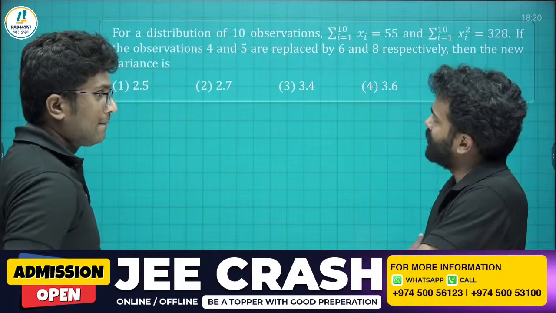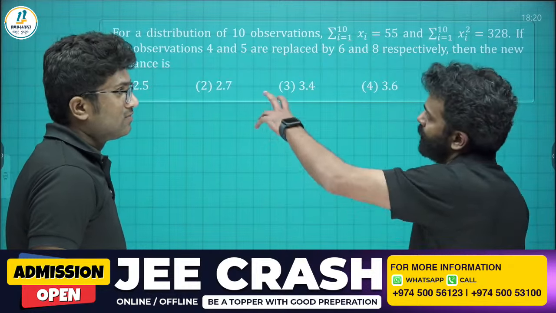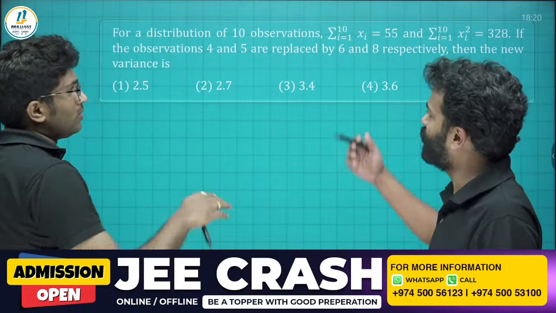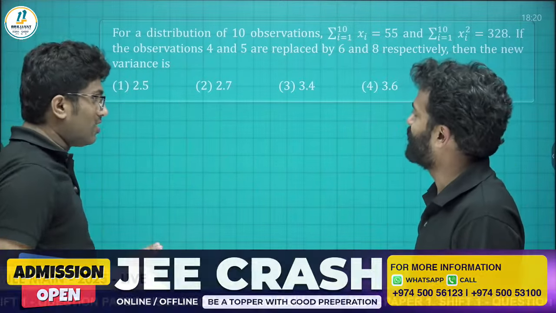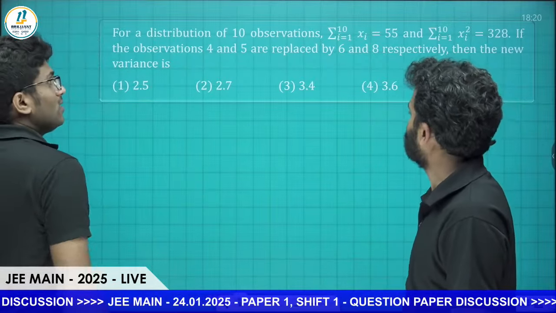See, these types of questions are asked a lot of times. Sometimes they will miss these two values, and they ask you to find the mean of the remaining observations, or the standard deviation of the remaining observations, like that. Okay, so the given sum is 55, right?